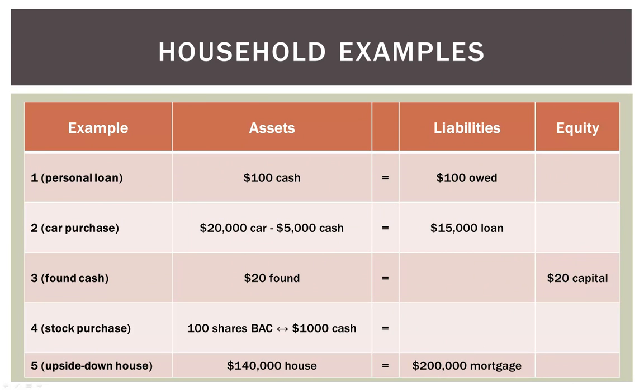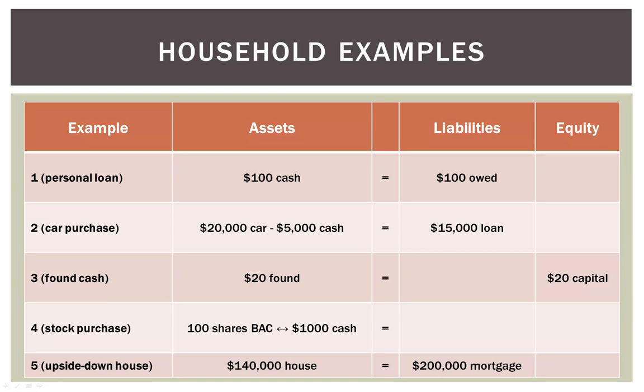Okay, so this is our 5 examples set up in balance sheet form. So example number 1, we have a personal loan, and we have $100 in cash assets, but because we borrowed that money, we have $100 in liabilities. Now the car purchase. On the asset side, we had a $20,000 car, but we turned $5,000 of our own cash and put that into the car. So $20,000 minus $5,000 is a $15,000 asset, and our liability is now a $15,000 loan.